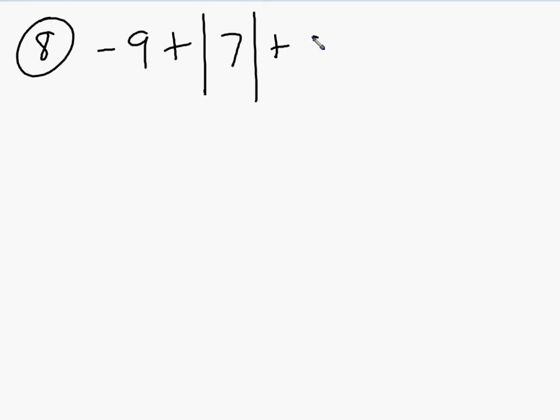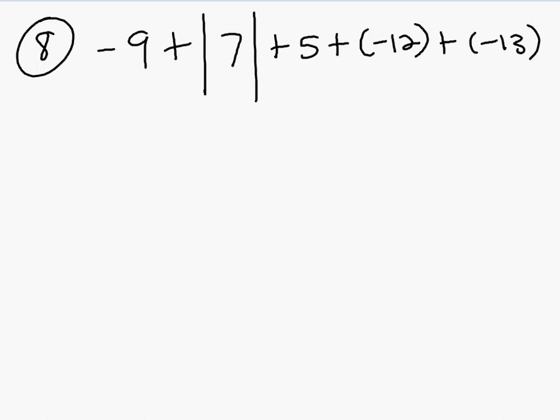So if they give you a question like this, let's do this problem. Negative 9 plus the absolute value of 7 plus 5 plus negative 12 plus negative 13. If they give you a problem like that, once again, you need to work 2 at a time. Don't get in a big hurry. Let's just work with the first 2 problems and just work slowly.